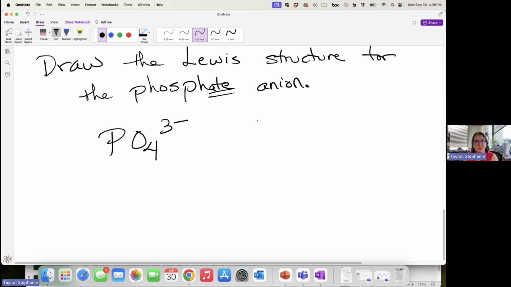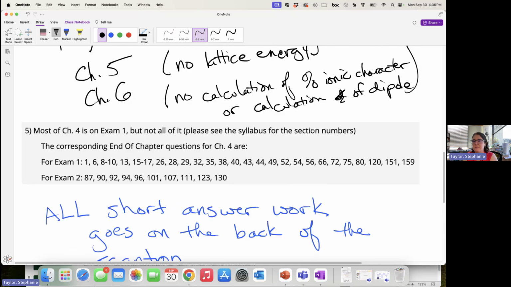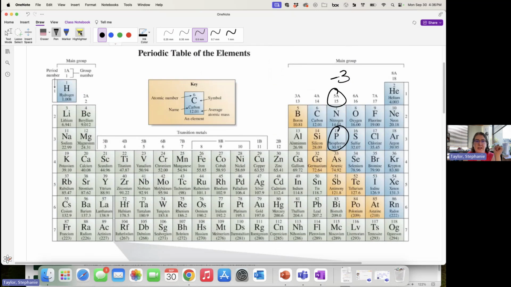Then I'm going to keep scrolling back to my periodic table. Although we just saw phosphorus was in group 5A, so it's got 5 valence electrons. Then I have 4 oxygens. Each oxygen has 6 valence electrons.